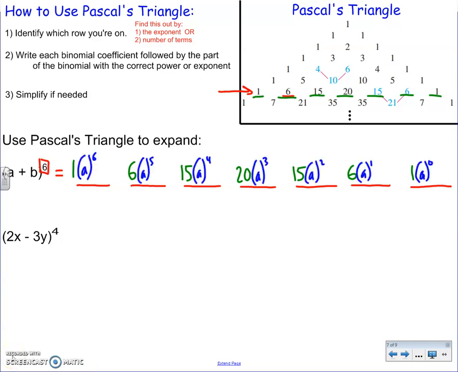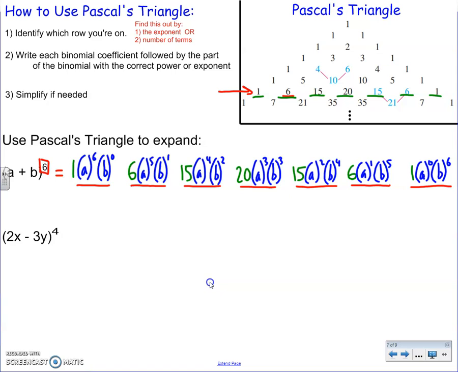So that's now done. Then I'm going to do the second part of the binomial, the b part, with the correct power. So I'll do that now. And now that's done. So notice that it goes a^6, b^0, then a^5, b^1, then a^4, b^2, a^3, b^3, a^2, b^4. But the degree of each term is 6, like it's supposed to be.